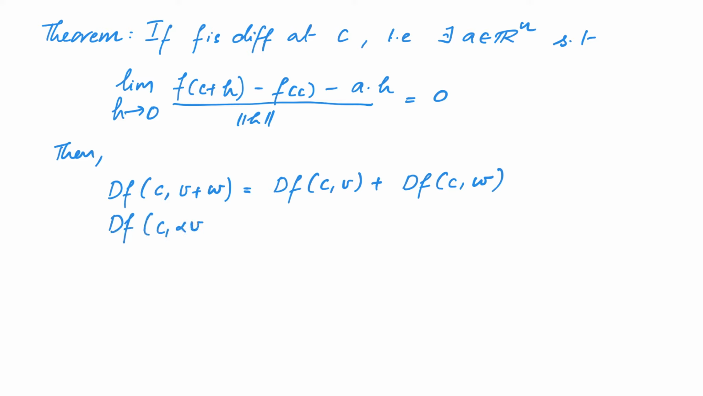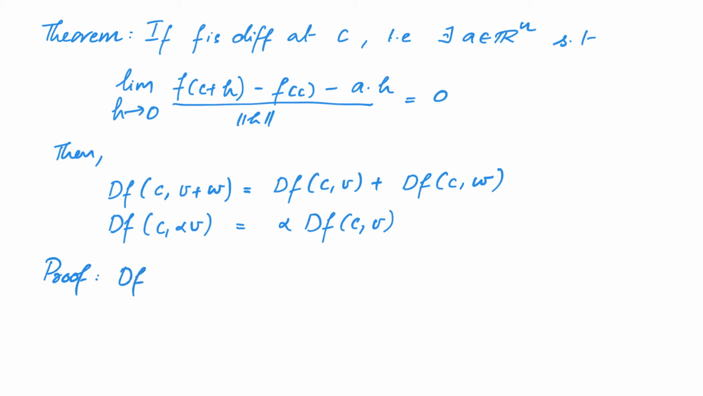And similarly, the directional derivative of f at the point C along the direction alpha v is equal to alpha times the directional derivative of f at the point C along the direction v. And the proof of this theorem is quite simple. The basic idea in the proof is the observation that the directional derivative of f at the point C along the direction v is equal to grad f of c dot v.